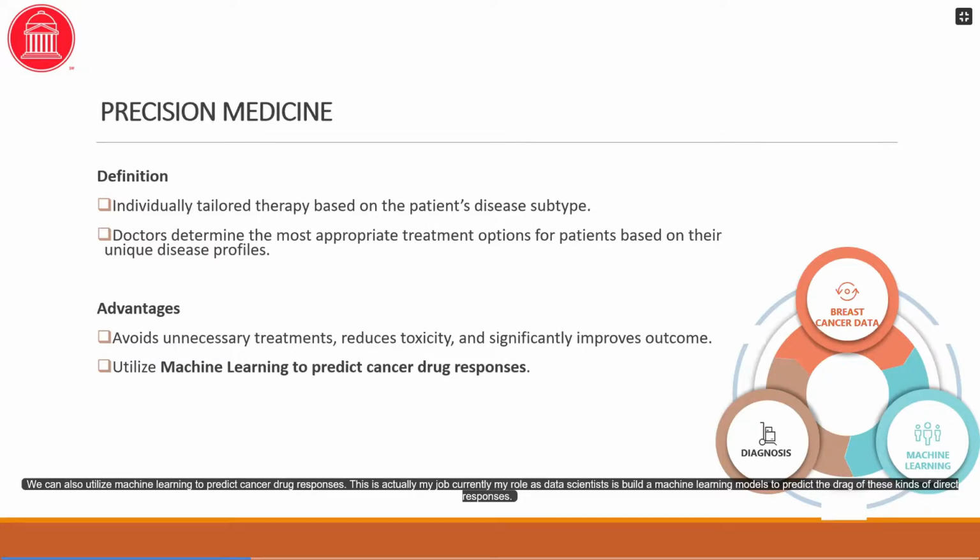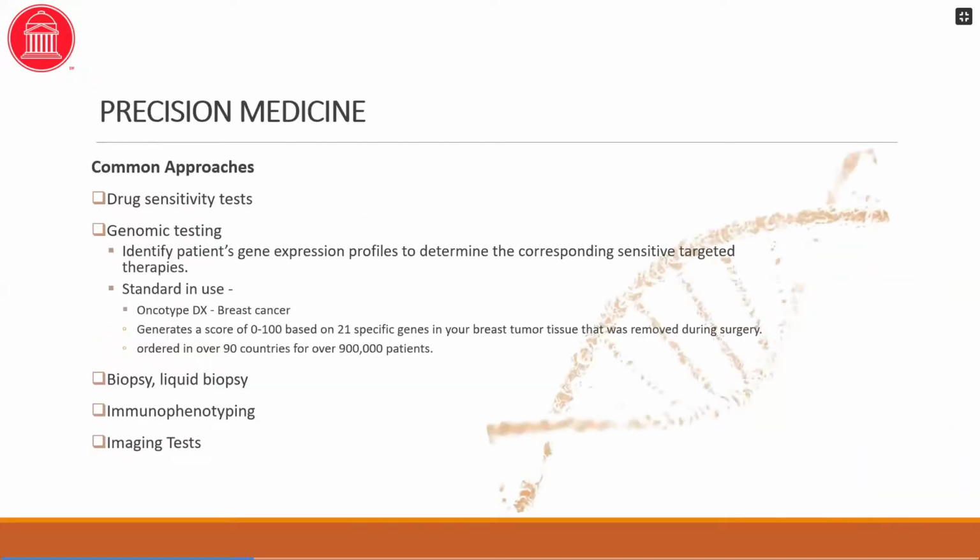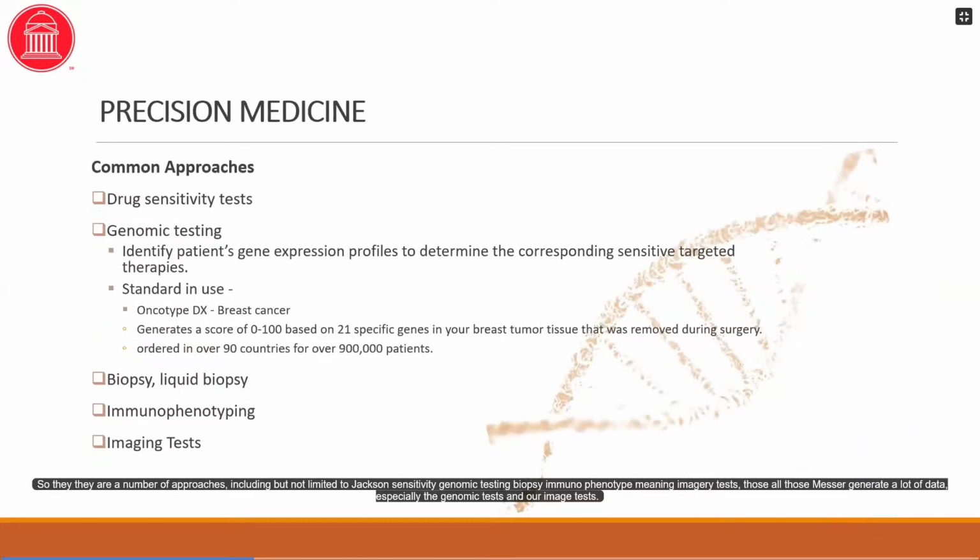We can also utilize machine learning to predict cancer drug responses. This is actually my job. Currently, my role as a data scientist is to build machine learning models to predict cancer drug responses. So there are a number of approaches, including but not limited to drug sensitivity, genomic testing, biopsy, immunophenotyping, image tests. All those methods generate a lot of data, especially the genomic tests and the image tests.